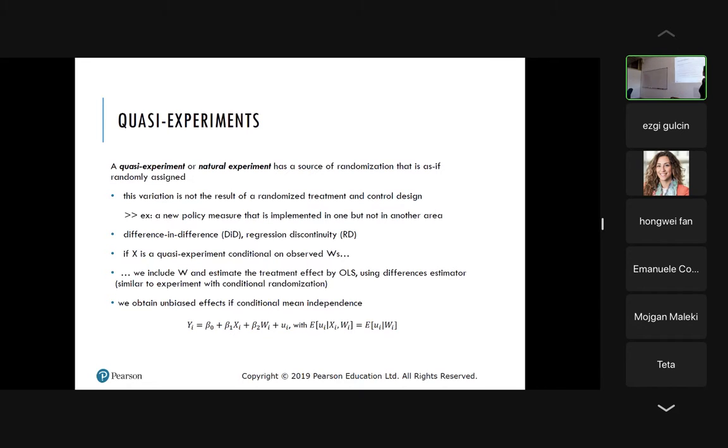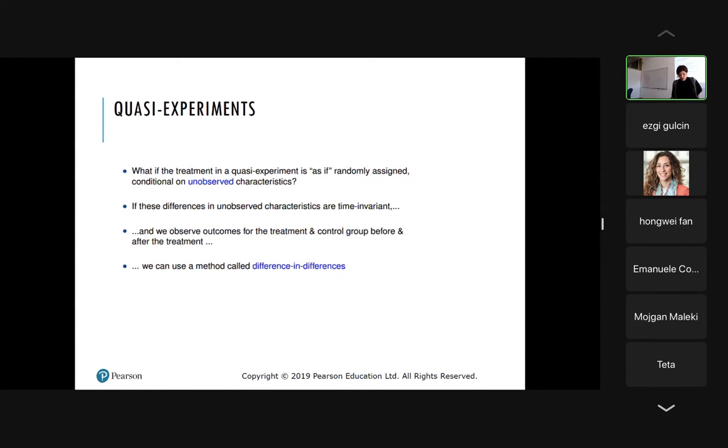Otherwise, if this is an unobserved variable, then we need to use the difference in difference. In the first case, this is of course the model that we need to consider, and then the conditional independence assumption has to hold. So the treatment has to be uncorrelated to the error given W. We have done this many times. I'm not going through this again.